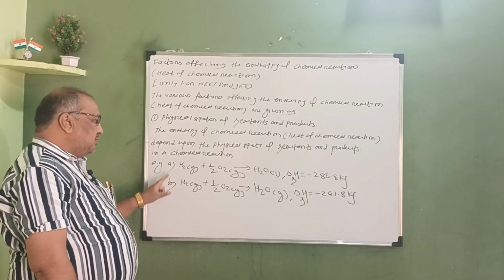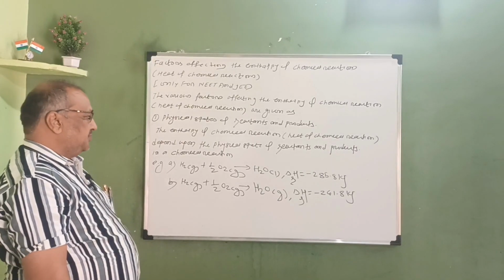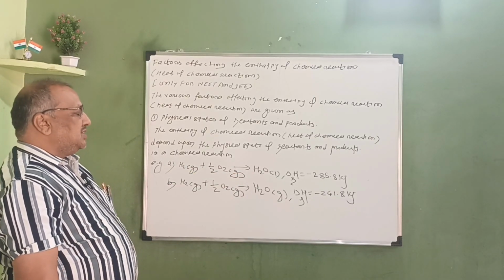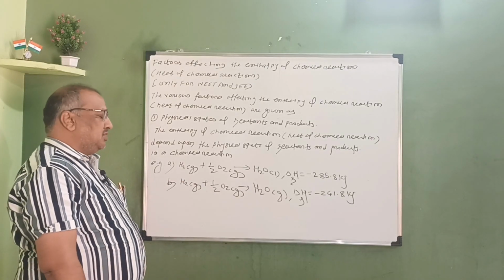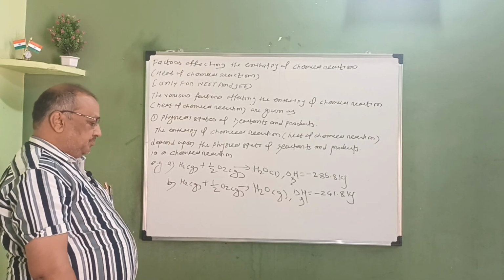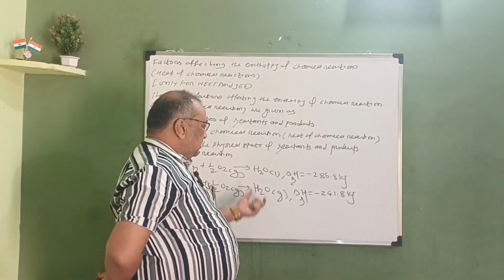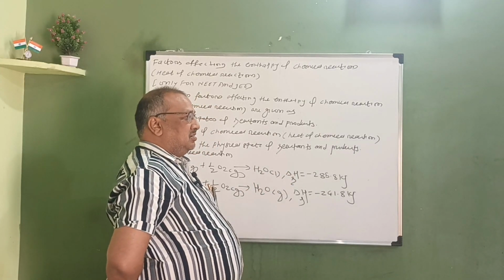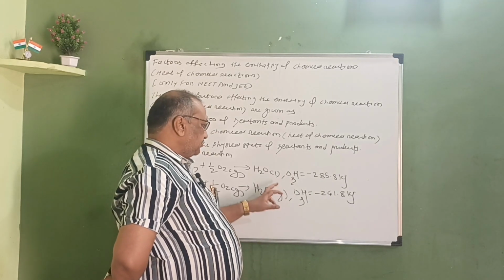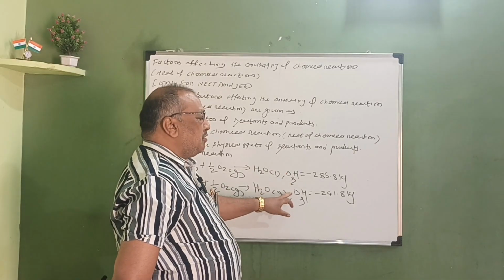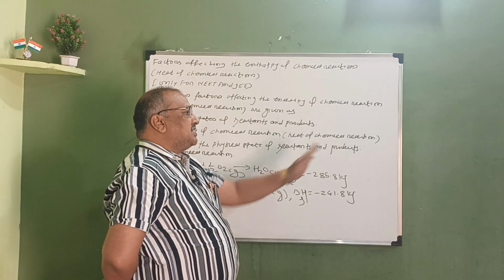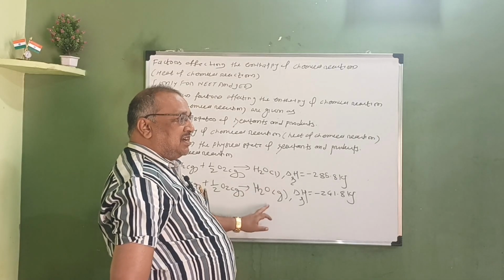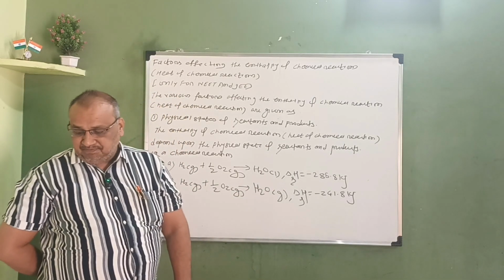Here both the reactions are same, but only difference is that here water is formed in the liquid state and here water is formed in the gaseous state. Now here enthalpy of both the reactions are different, because enthalpy of chemical reaction depends upon physical state of reactants and products. Here water is formed in the liquid state and water is formed in the gaseous state.